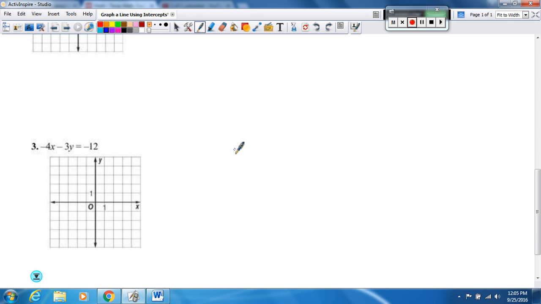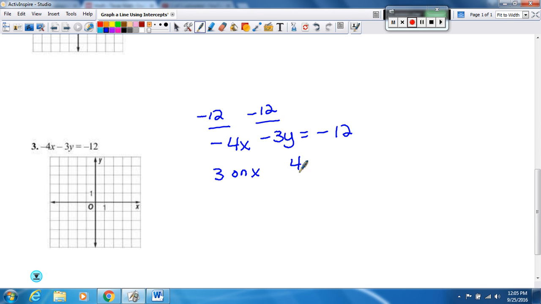Okay, the next one, negative 4x minus 3y equals negative 12. You pop the negative 12 up. Sorry, it's got to be a negative 12. Negative 12 divided by negative 4 is a positive 3, and that's on x because it's stuck to the x. Negative 12 divided by negative 3 is a positive 4, and that's on y because it's stuck to the y.